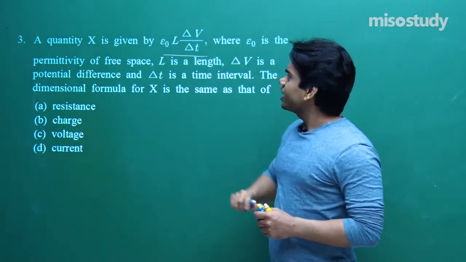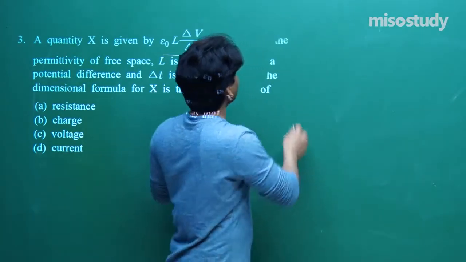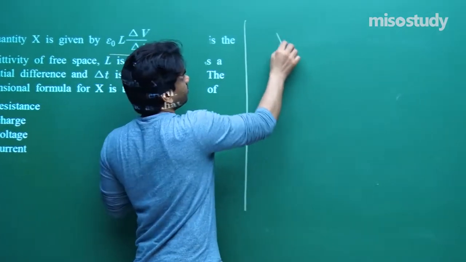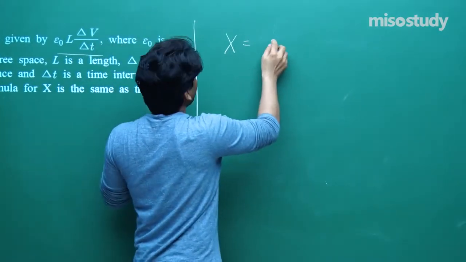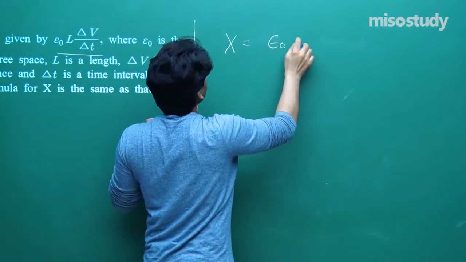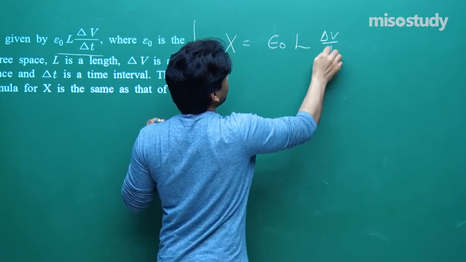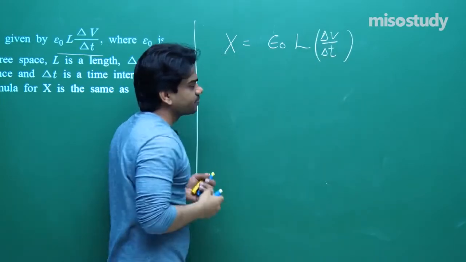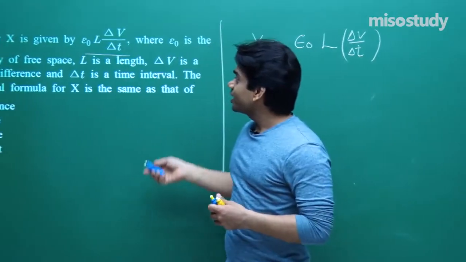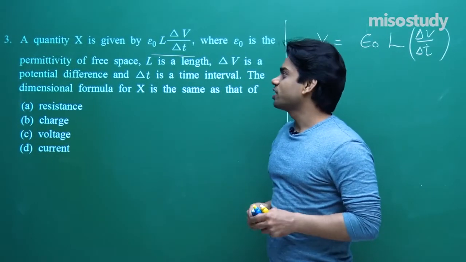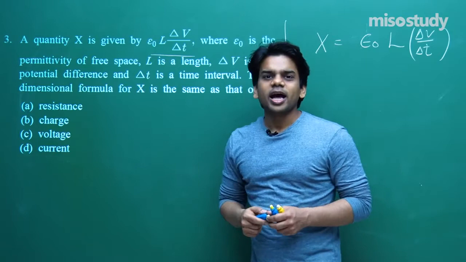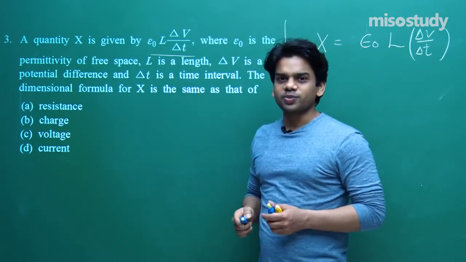So if I write x equal to epsilon naught L delta V by delta T, this is the term that we are getting. Now here if you check, L is length, delta V is potential difference, and delta T is time interval, and epsilon naught is permittivity of free space.